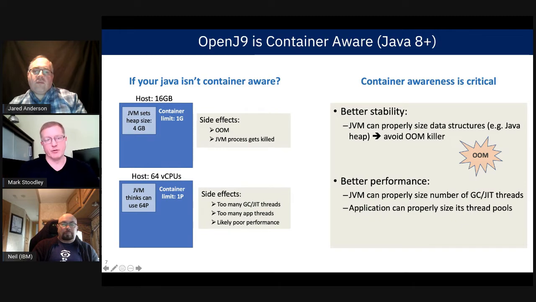Similarly, you can make the same mistake with the number of CPUs that are available. Container limits might have only one processor available for the container to run in, but the JVM could think it has all 64 CPUs that are available on the host, with the result that you'll get too many GC or JIT threads allocated by the JVM. Application thread pools will be confused and allocate too many threads, and you'll basically just saturate the system with too much work. So, being aware of the containers can avoid these problems, either getting killed because you've run out of memory, or getting better performance because you're at a better scalability point in terms of the execution frames.